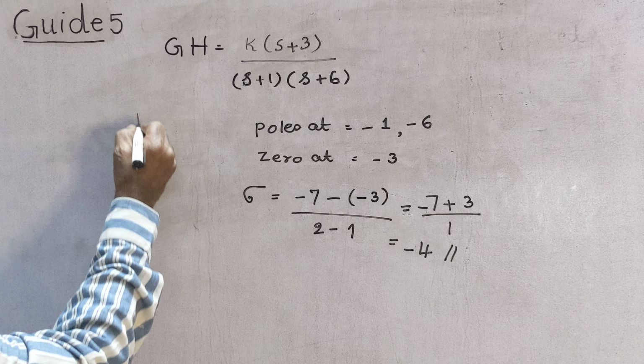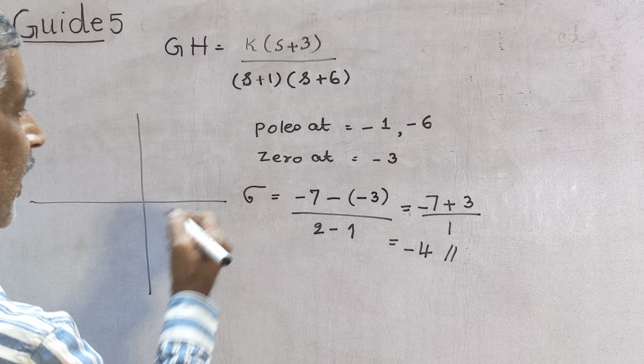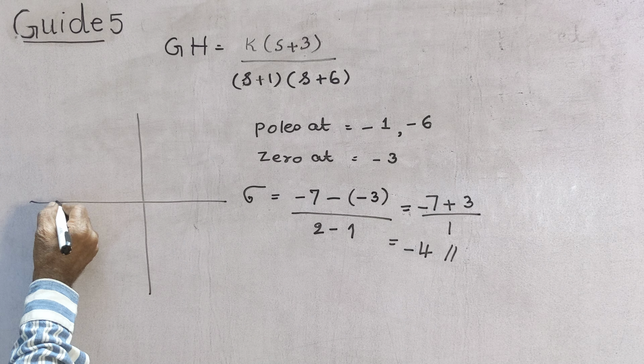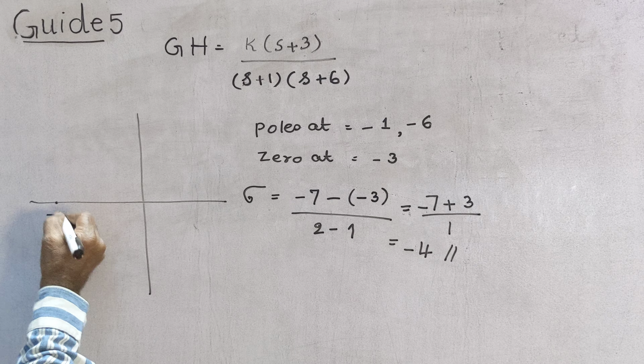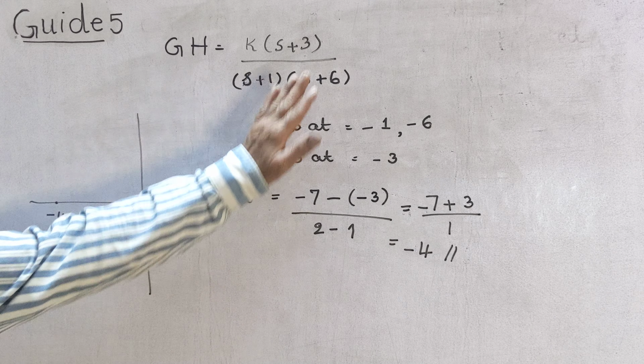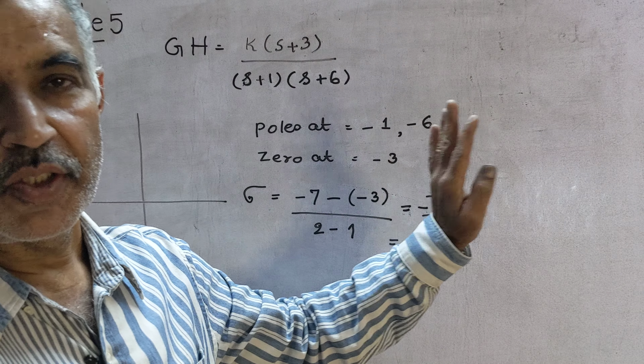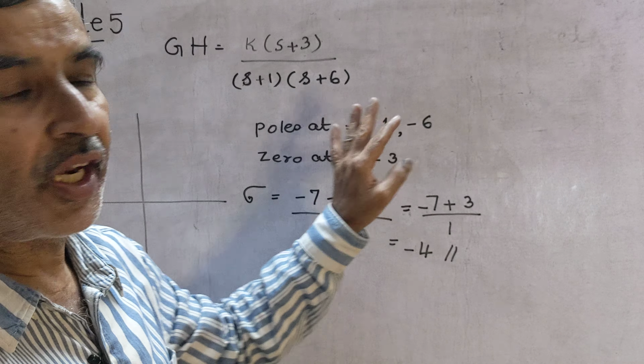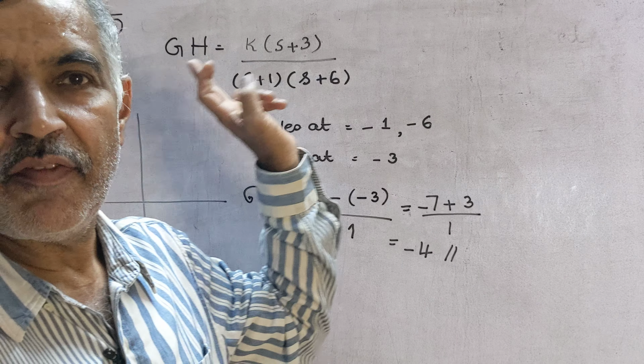Therefore on the S plane at minus 4 we have to construct the angle of asymptotes. So this is how we do centroid calculation. That completes guide 5. Thank you.